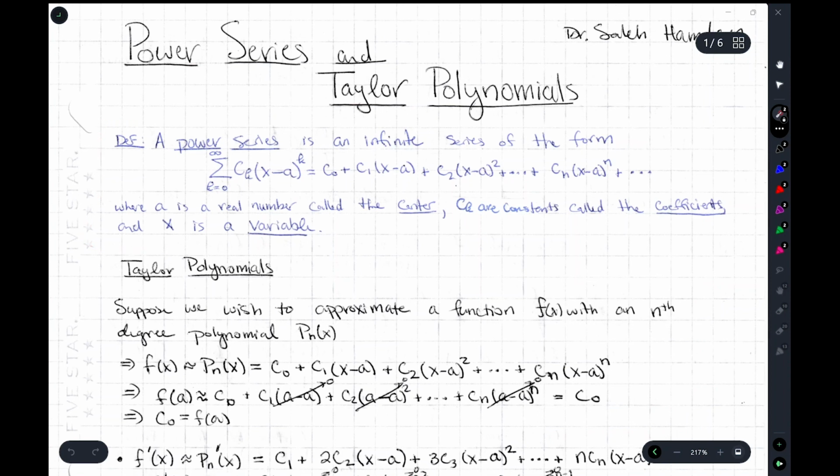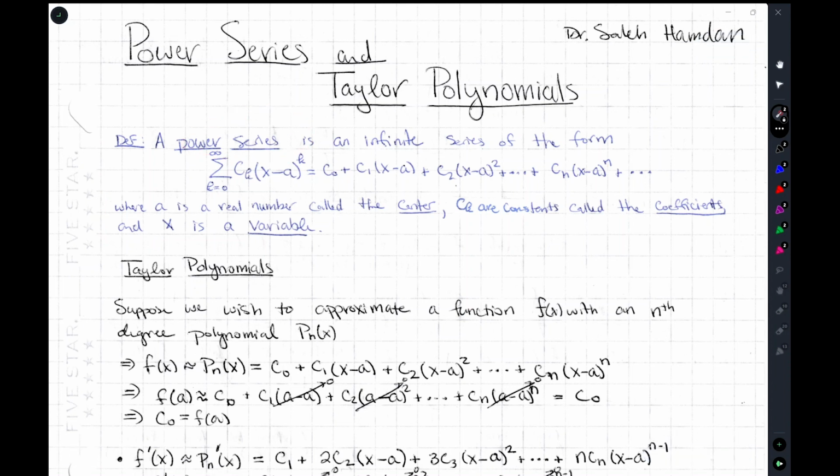A power series is an infinite series of the form that you see there. If we expand, we could write it out this way, and this goes on for infinity. What distinguishes it from typical series is you've got a variable there. This x is considered a variable. a is a real number called the center, and c_k are constants called the coefficients. And that's the only thing I will say for now with regards to what a power series is.